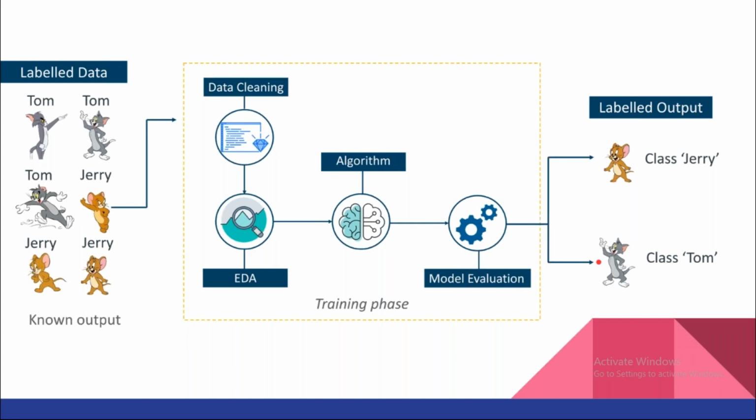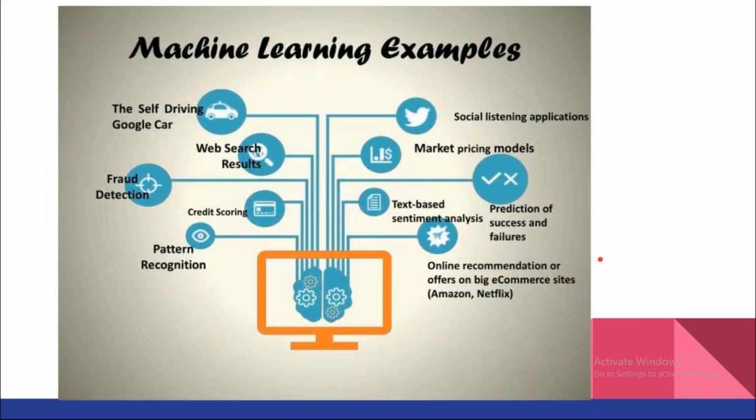So that sort of thing can be possible with the help of machine learning. Now you might say, what are the use cases of machine learning? How is machine learning being used? These are the different examples for machine learning. One of them is Google self-driving car, as I said before. Then the web search result.